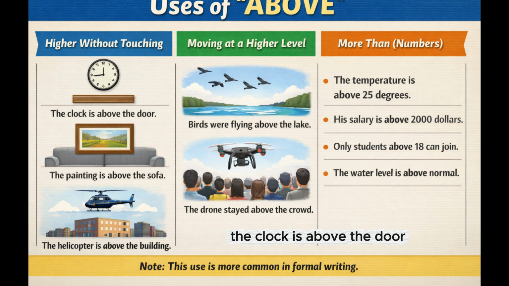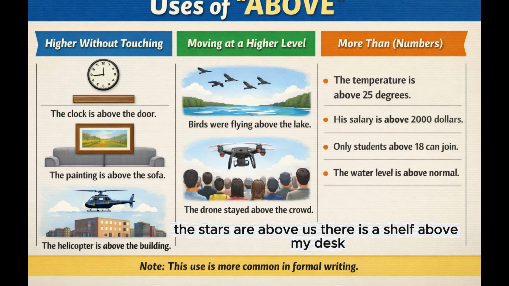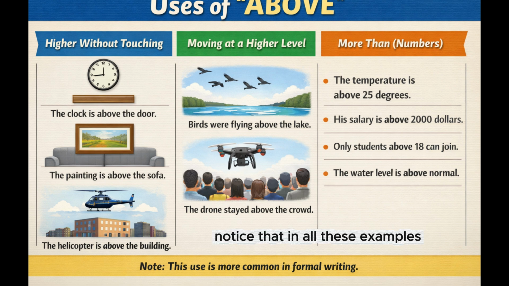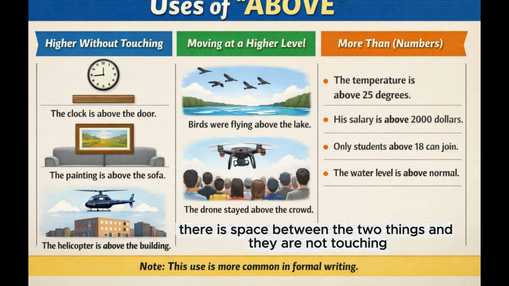The clock is above the door. The painting is above the sofa. The helicopter is flying above the building. The stars are above us. There is a shelf above my desk. Notice that in all these examples, there is space between the two things, and they are not touching.